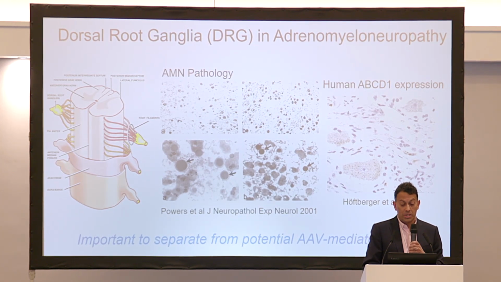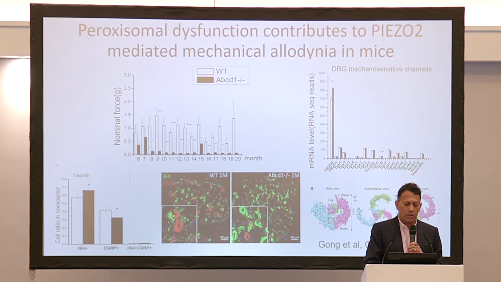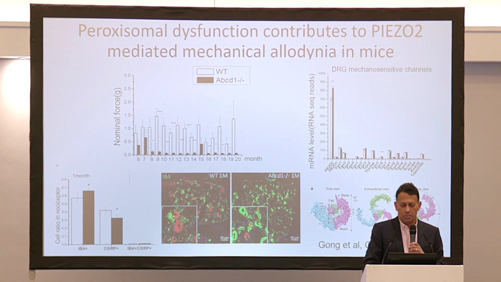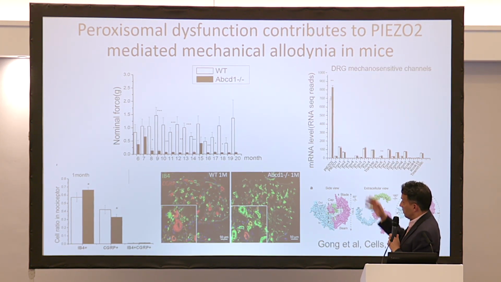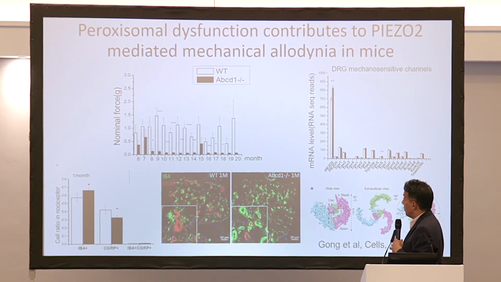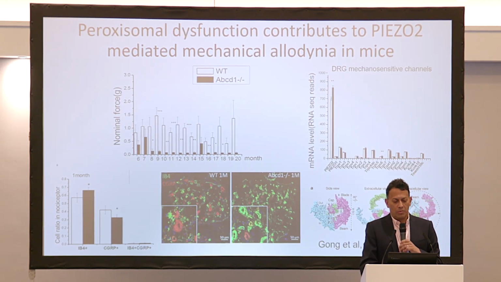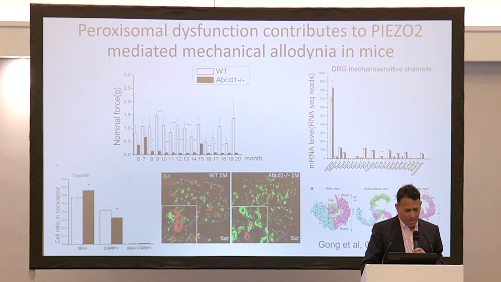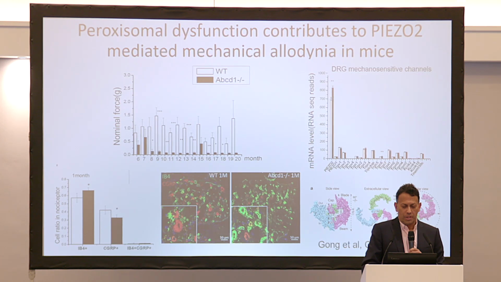So how can we separate this from potential AAV-mediated toxicity? As we will be embarking on an AMN gene therapy trial, it'll be important to understand the structure, and we've been spending a lot of time looking at this in mice, knowing also that mice lacking ABCD1 develop a sensory phenotype and have heightened pain. And we have a fancy term in medicine for that. It's called mechanical allodynia.